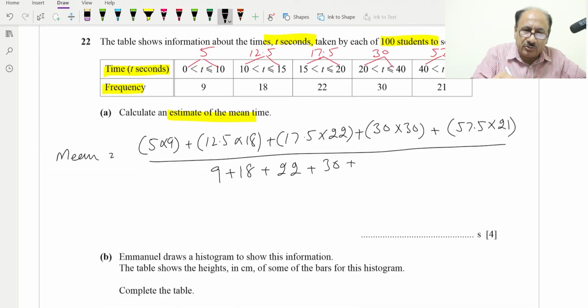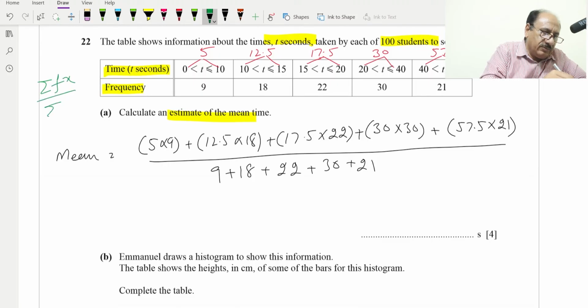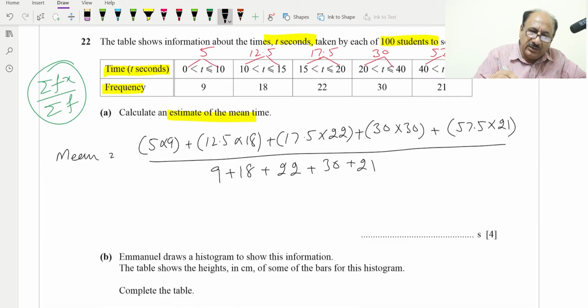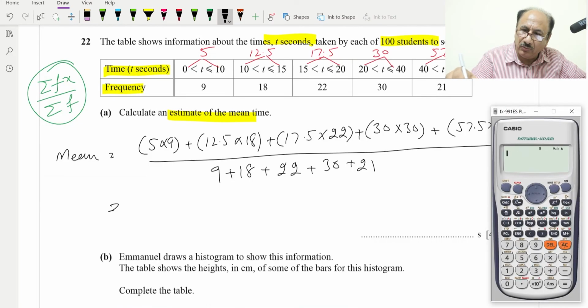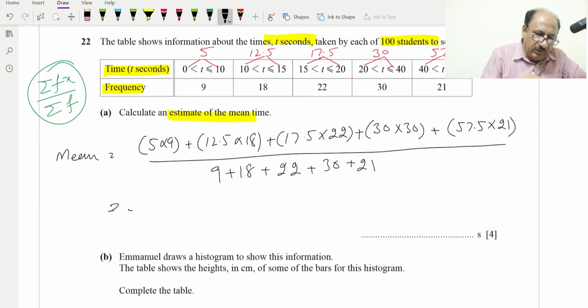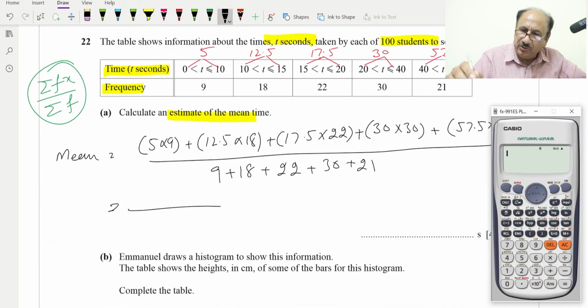and the formula which we have applied is what? Sigma fx divided by sigma f. This is basically the formula for the mean. Now we can simplify this one with the help of a calculator also. So first of all, I will solve the denominator, which is 9 plus 18 plus 22 plus 30 plus 21, and this is equal to 100.